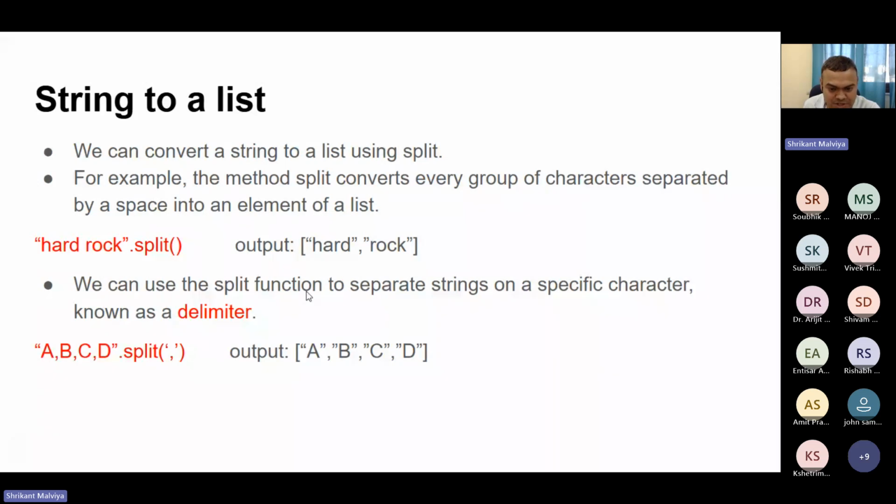We can use the split function to separate strings on a specific character. As I told you, suppose this is the string "a,b,c,d". We want to split the string by the comma, so we can pass the comma character into the split function. Based on it, it will return a list of four characters: a, b, c, d.